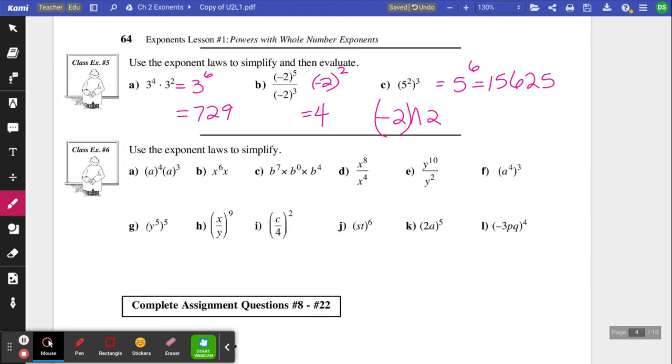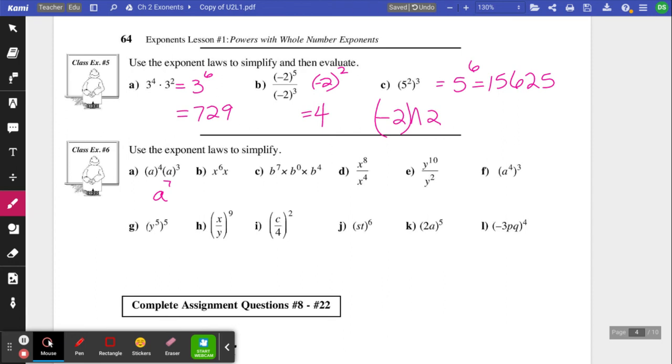Okay. Next, we just got a couple things left and you can get to work. What are you going to do with this? Use the exponent laws to simplify, now they're letters. No big deal. Let's go. A to the 4, A to the 3. A to the 7, because if the bases are the same, you keep the base and add the exponent.